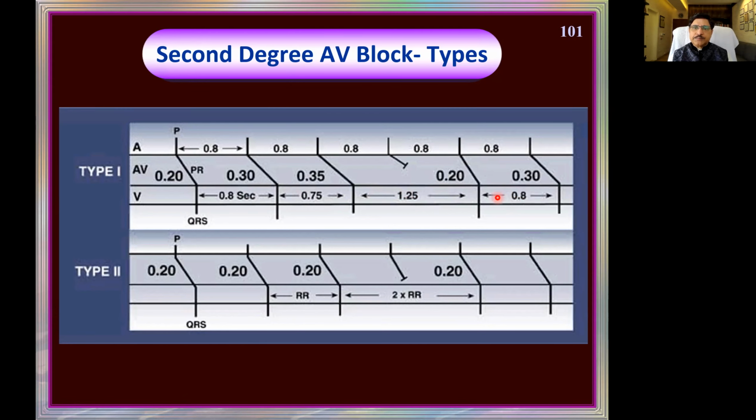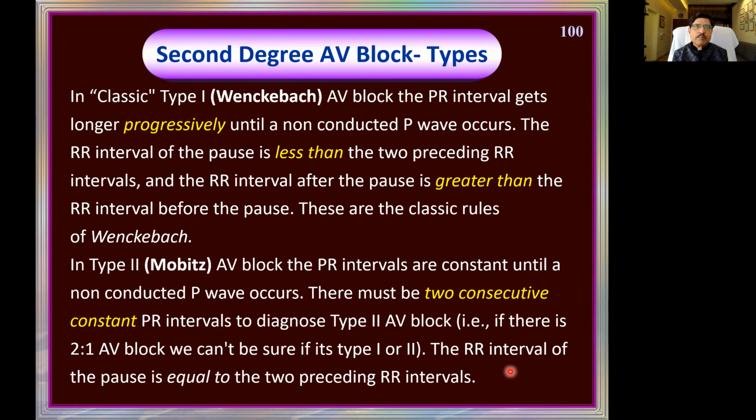Now read the English. Classical type 1 Wenckebach is an AV block. The PR interval gets longer progressively until a non-conducted P wave occurs, until an atrial impulse is not conducted. The RR interval of the pause, the longer one, is less than the total of the two preceding RR intervals. And the RR interval after the pause is greater than the RR interval before the pause. That is what is important.